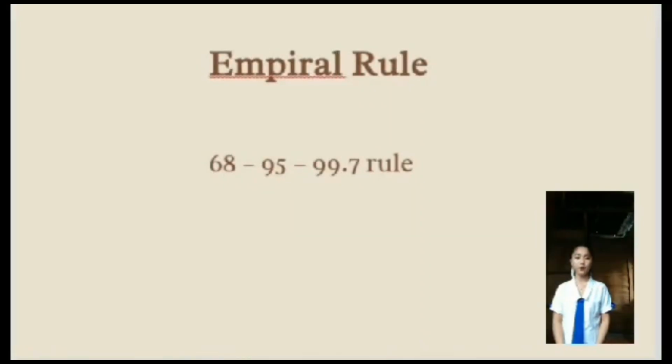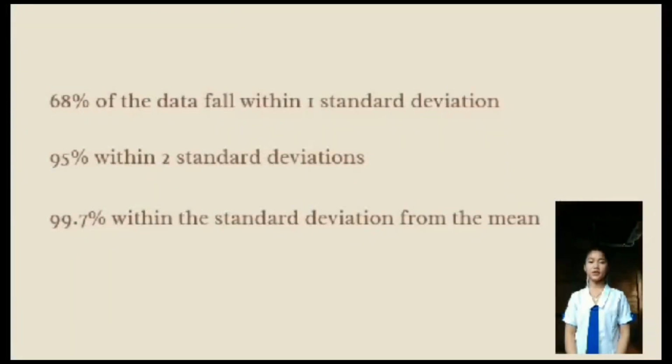So there is an empirical rule, which is the 68, 95 and 99.7 rule. This rule shows the connections between the normal distribution and the standard deviation. Under this rule, 68% of the data falls within one standard deviation and 95% within two standard deviations, and also 99.7% within three standard deviations from the mean. Mars, and the z-score?